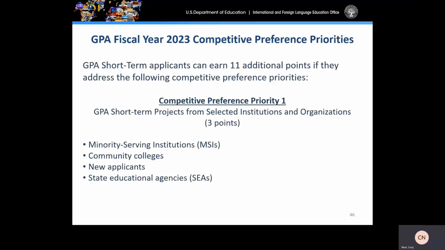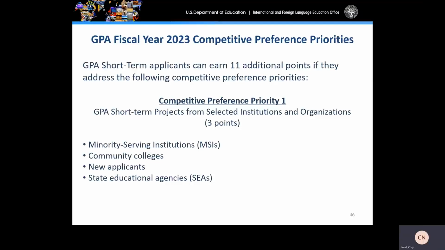Okay, so earlier I mentioned competitive preference priority points. So these are in essence bonus points for satisfying specific priorities. For fiscal year 2023, we have an additional 5 competitive preference priority points. I will also call them CPPs for short, for a possible total of 11 additional points. In order to receive any of these points, you must indicate in your application which CPPs you're applying for. I recommend including that information in both your abstract and your project narrative.